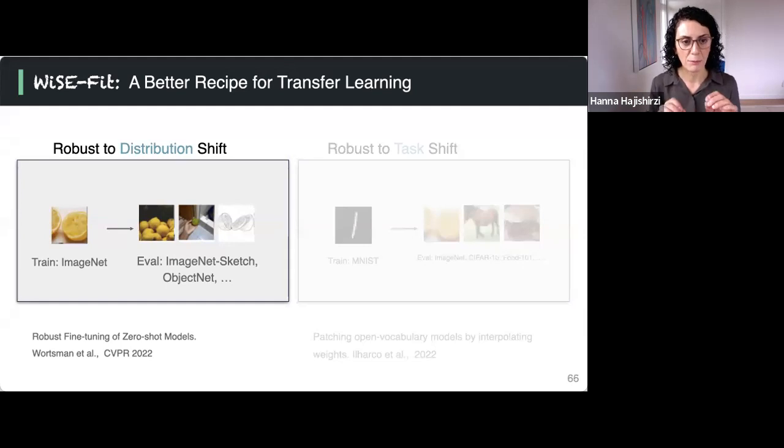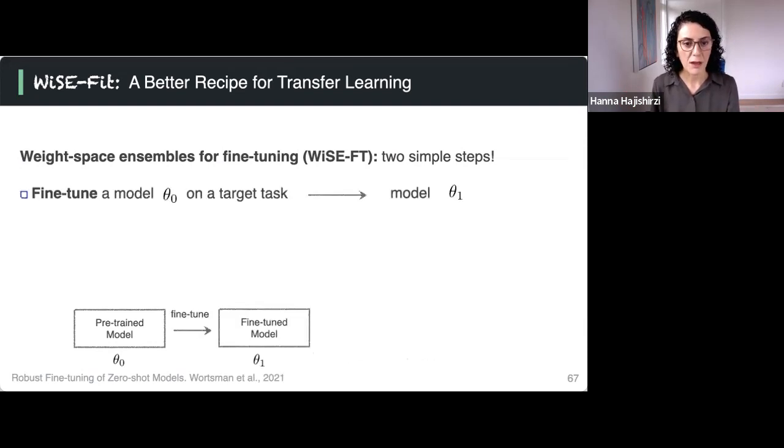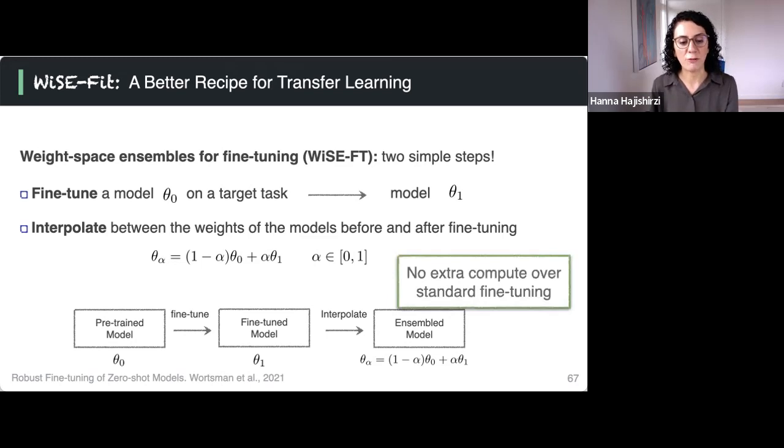Let's see what I mean by being robust to distribution shift. Basically, the goal is we would like to train the model on ImageNet, and we would like to evaluate it on data sets that show some sort of natural distribution shift. Here is our proposed solution. We call it weight space ensemble that has two simple steps. First, we fine-tune a model called θ0 on a target task and obtain θ1. Then we interpolate between the weights of these models, which are before and after fine-tuning. The attractive feature of our WiSE fine-tune model is that it does not require any additional compute over standard fine-tuning.